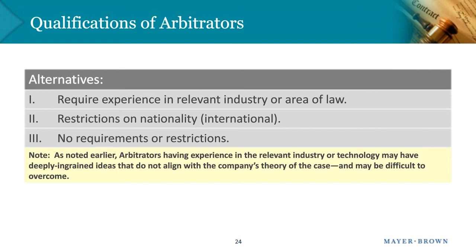As we discussed in reviewing the strategic decisions, selecting an arbitrator with experience in the relevant industry or technology has both strengths and weaknesses. The strength being that you will have an informed and knowledgeable decision maker. The weakness is that the decision maker may have a mindset that's not consistent with your theory of the case and may be difficult to overcome. So these are the kinds of nuanced judgment calls that have to be made in defining how the arbitrators will be qualified.